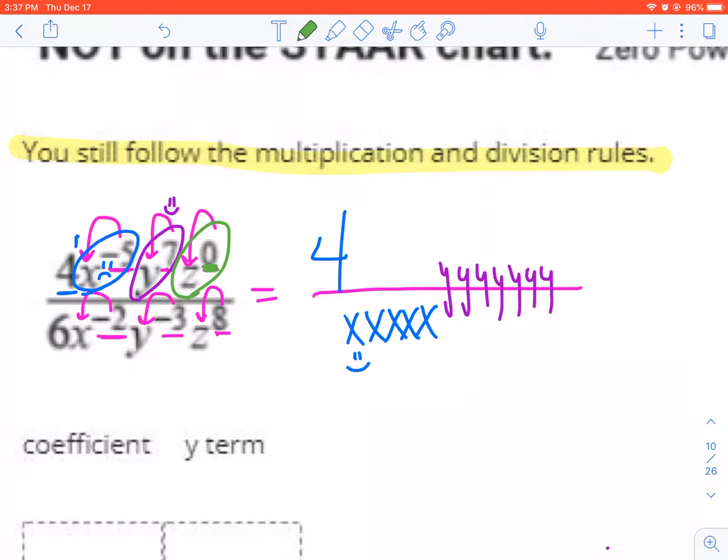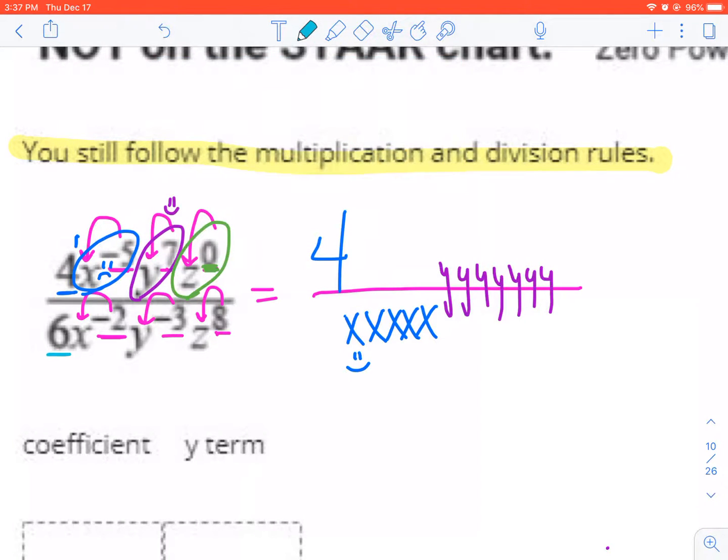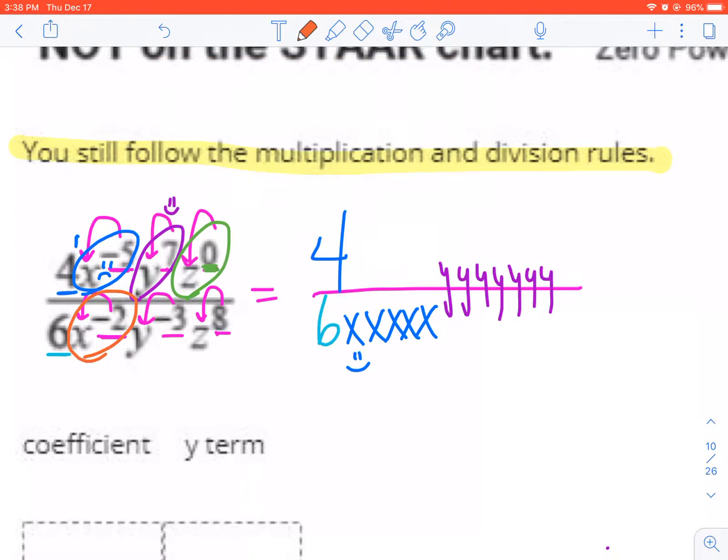And then we're going to go down to our bottom row. And then we have our 6. And so we're going to write a 6 on the bottom. And I just put that out front so that my numbers, my coefficients, would be together. And then next to that we have x to the negative 2.